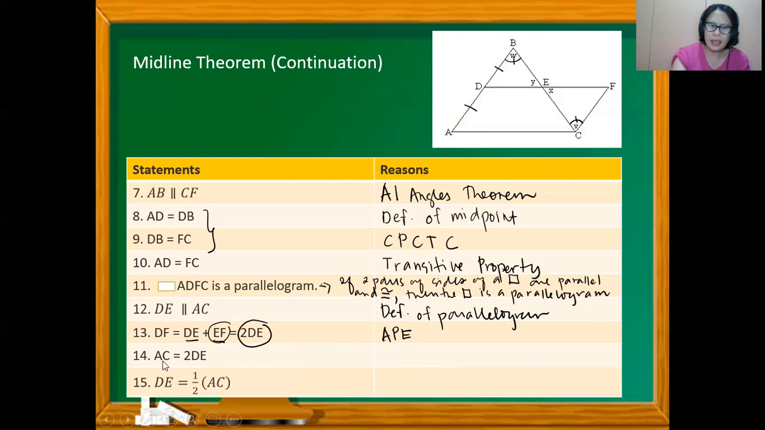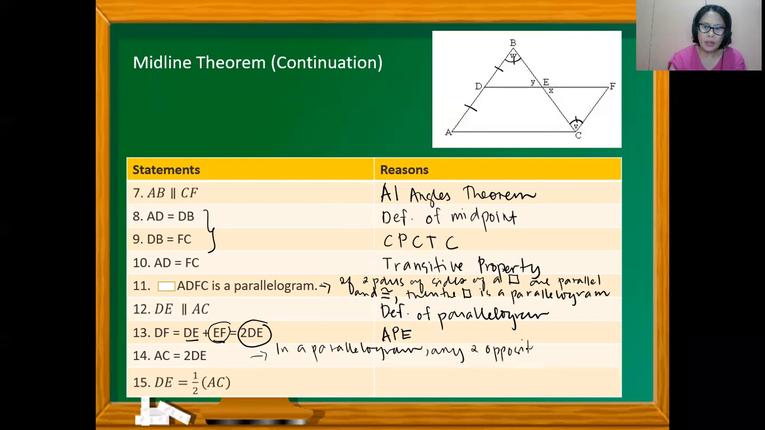Now, AC equals 2DE. Now, in a parallelogram, any two opposite sides are congruent.